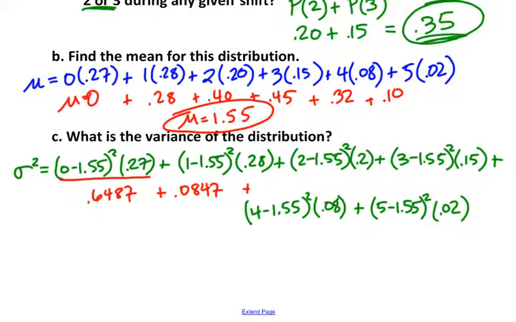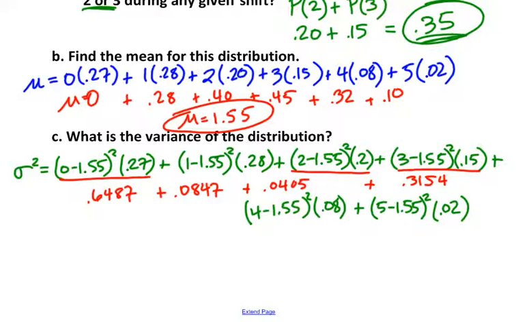Okay, then we can take the next number. I'm working out 2 minus 1.55 squared times 0.2, and that gives you 0.0405. We'll continue on down here. 3 minus 1.55 squared times 0.15, that works out to be 0.3154.